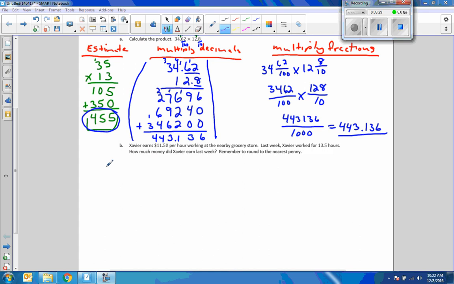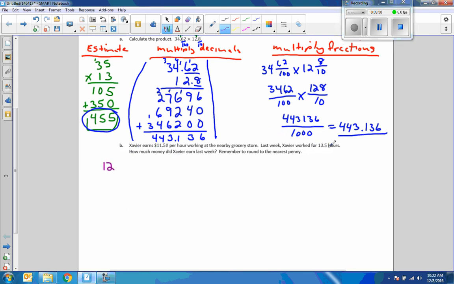Okay, now that we've paused this and had time to work it, this says Xavier earns $11.50 per hour working at the nearby grocery store. Last week, he worked for 13.5 hours. How much money did he earn last week? So we're going to do an estimate. $11.50 is a halfway point. We always round our 5s up, so my round is going to be $12.